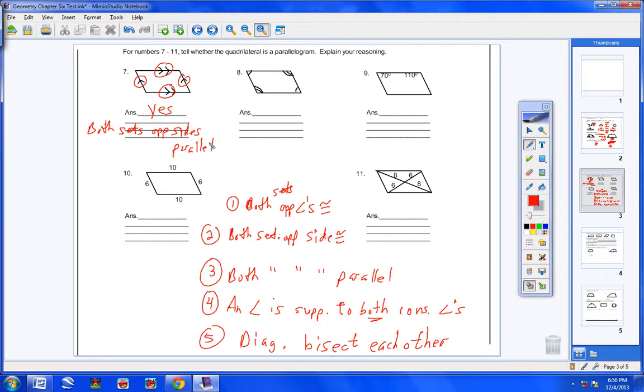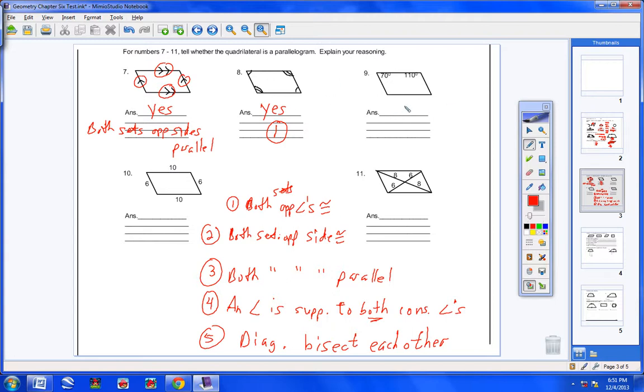Okay, number 8. Do you see how this angle here has 1 slash and this angle has 1 slash? That means they're congruent. See how this angle here has 2 slashes, this angle here has 2 slashes? That means they're congruent. So yes, this is a parallelogram. And what would the reason be? Right here, look at number 1. Whenever a quadrilateral has both sets of opposite angles congruent, then it's a parallelogram. Instead of writing all these out over and over, I'm just going to put the number. So number 1. Both sets of opposite angles are congruent.